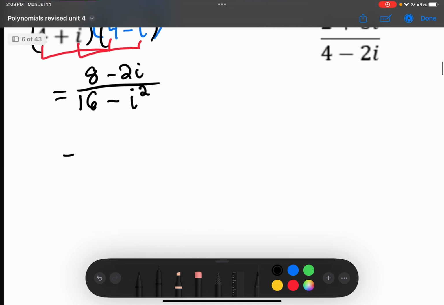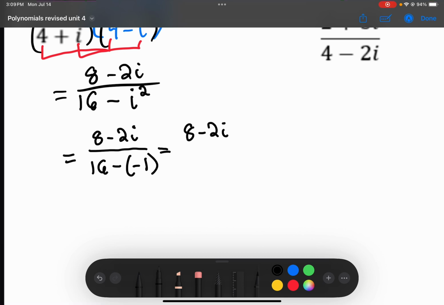Cleaning this up a bit, this is going to be 8 minus 2i over, we're going to have 16 minus negative 1. So that's going to be 8 minus 2i over 16 plus 1, which is our denominator would be 17.